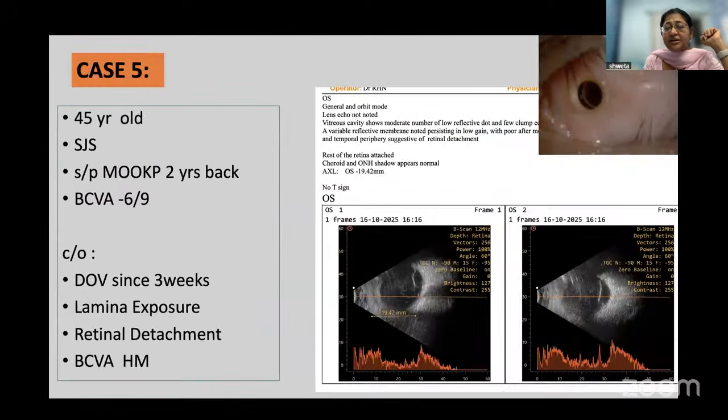The last case, a 45-year-old patient with SJS, again, who underwent OKP 2 years back. The tooth was, to begin with, not a very good tooth, but the patient was extremely keen for OKP, so we did go ahead. He was maintaining a vision of 6/9, came to us with diminution of vision since 3 weeks. There was a total retinal detachment with a lamina exposure.